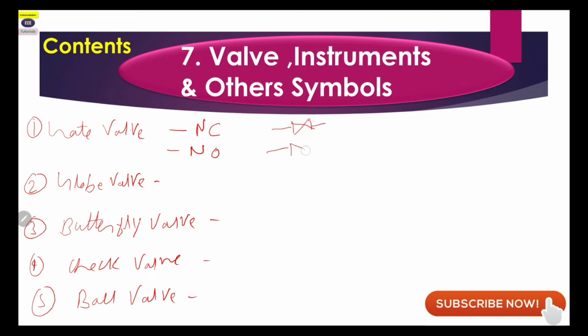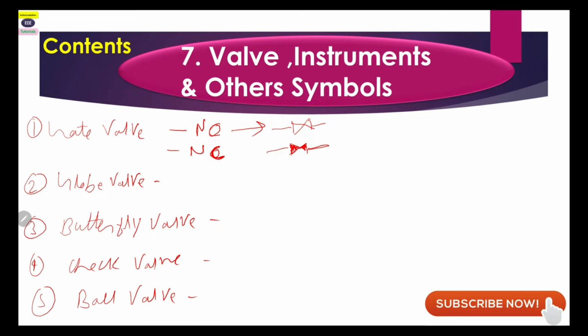When the valve is fully dark, it means it is not open, and then it is called normally closed. So it is actually changed. This is the normally open valve and this is the normally closed valve. Okay, so this is simple.